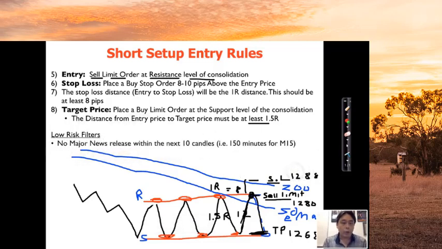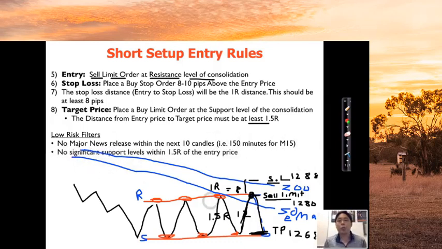Okay, so as usual, low risk filters before entering a trade. Go to Forex Factory, check the upcoming news events for the day, ensure there's no major news release, any red news within the next 10 candles or the next 2.5 hours. If there is, avoid taking the trade.